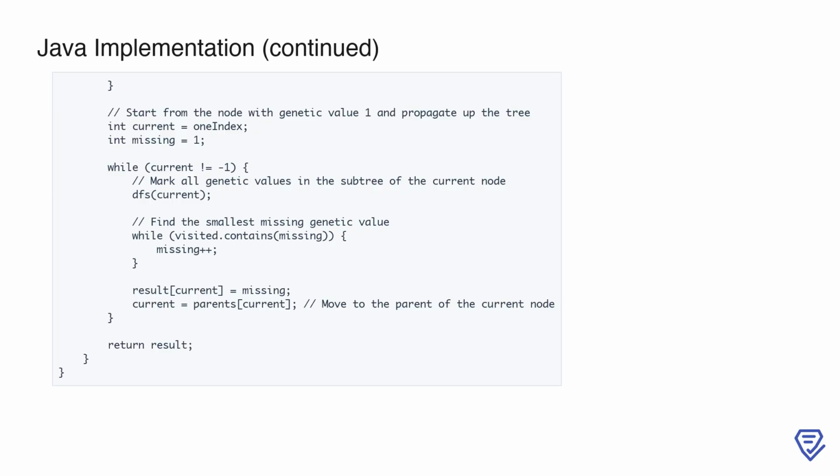Then, we incrementally check for the smallest missing genetic value by verifying if visited contains the current value of missing. If it does, we continue incrementing missing until we find a value that isn't in the set. This value is then stored in the result array for the current node. Finally, we move to the parent of the current node by updating current to parents[current]. This process continues until we've processed all relevant nodes. Once the traversal is complete, we return the result array, which contains the smallest missing genetic value for each node's subtree.